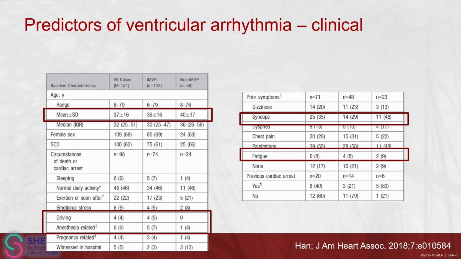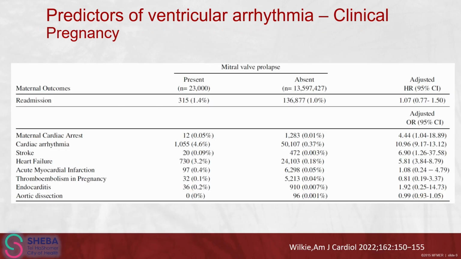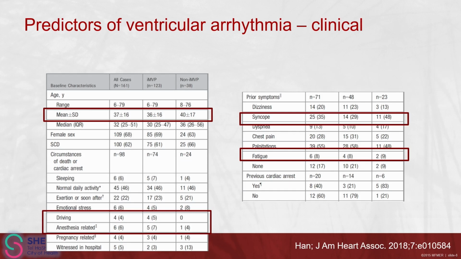So about a quarter of the cases are related to stress. And very importantly, about a third of the events are preceded by syncope. So unexplained syncope is a very important risk marker in this population. Also, this cohort consists mainly of young women, and please notice that we have some events occurring during pregnancy.